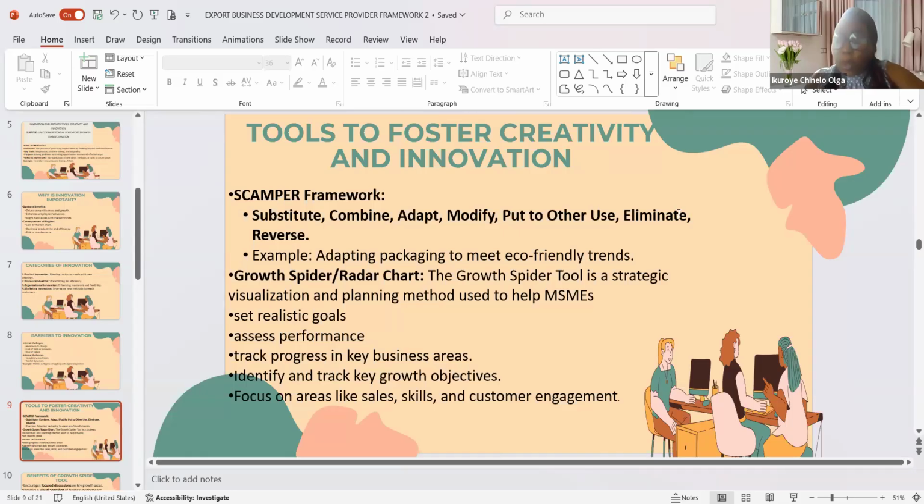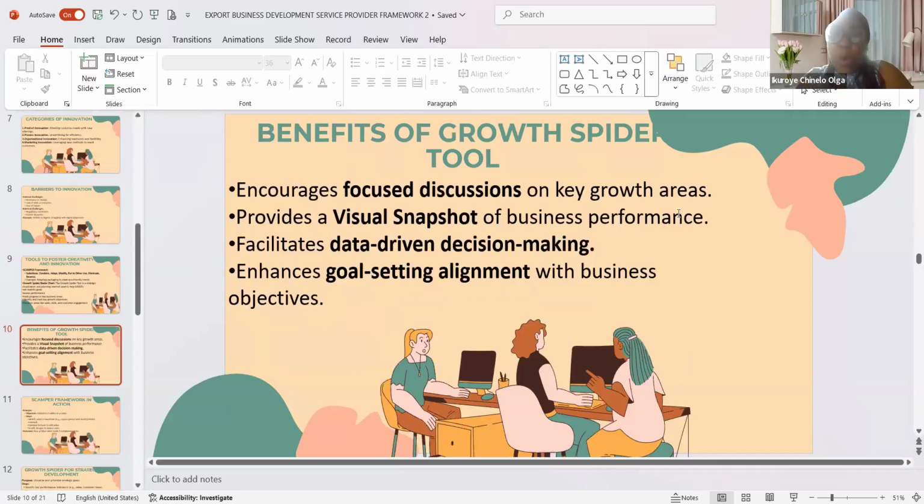Now, the benefits of Growth Spider. Why do we use Growth Spider? It encourages focused discussions. It helps you also visualize your business performance, and it also supports data-driven decision-making. So it's a great way to align your goals with actionable steps. Imagine having a clearer snapshot of your business's strengths and areas for improvement all in one place. So it's very important that we use the Growth Spider tool when analyzing our company structure.